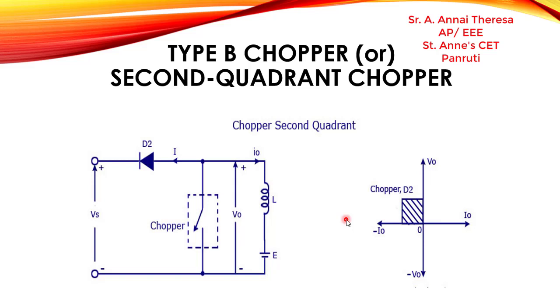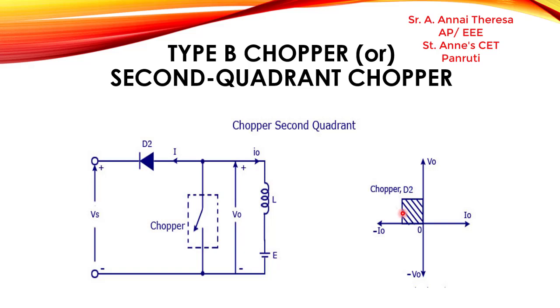Now we can see the second type of chopper, that is type B chopper. It is also called a second quadrant chopper. Why is it called a second quadrant chopper? Because the output voltage and output current of this type B chopper will be in the second quadrant.